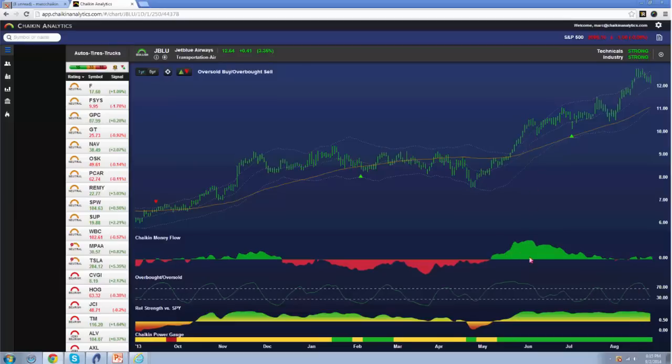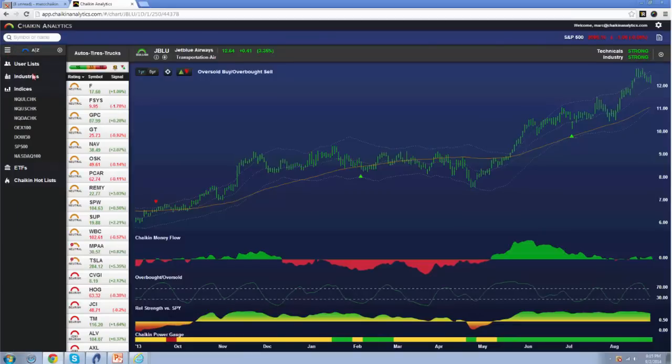Look, the institutions are not dumb. They were buying JetBlue, and we know that because the Chaikin money flow spiked up here in the 910 area. That's where they accumulated their position. We're now in the markup phase. So if I'm in a group, I want it to be transportation. Southwest and JetBlue are two of the winners. And that's the way I do my analysis.